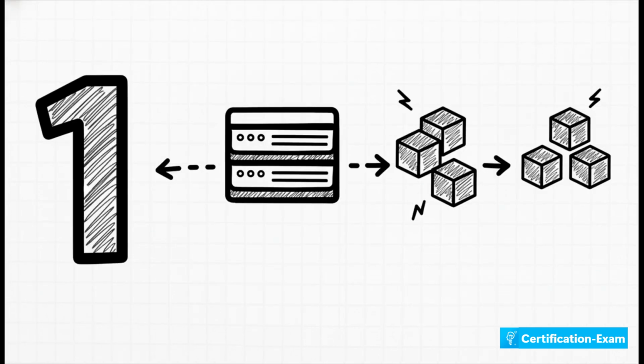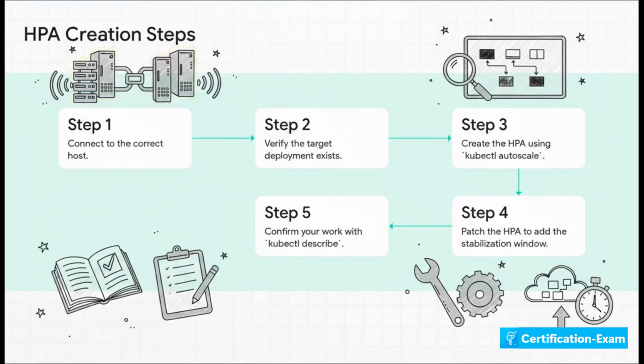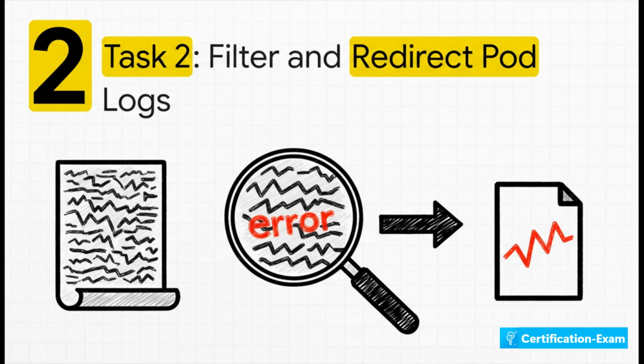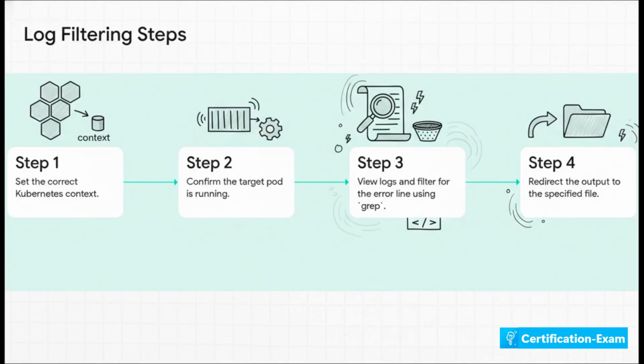All right, first up, you've got to set up a horizontal pod autoscaler with very specific scaling rules. You have to follow these steps exactly, from creating the resource to patching it. Precision is key. Next up, a classic troubleshooting problem, digging through pod logs to find a specific error message. This means you're going to have to chain commands to find that info and save it exactly as they ask.